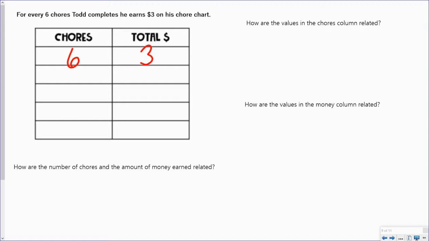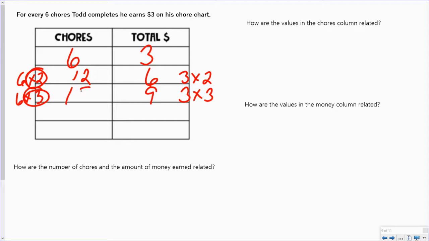So if I go here, this would be 6 multiplied by 2, and that would give me 12. So whatever I do on this side, I also have to do on this side. So 3 multiplied by 2 would give me 6. Here, if I did 6 multiplied by 3, again, if I'm multiplying by 3 on this side, I also have to multiply by 3 on this side. And that would give me 9 on this side and 18 on this side.